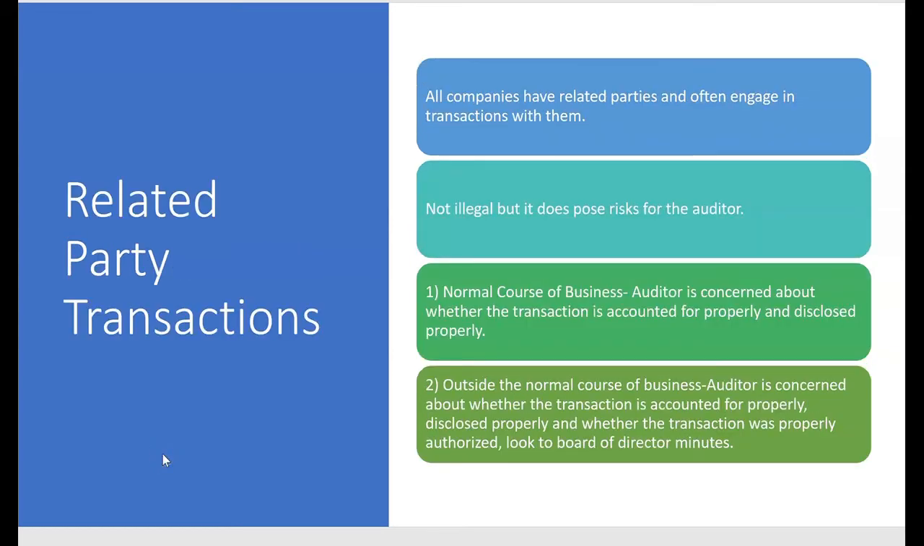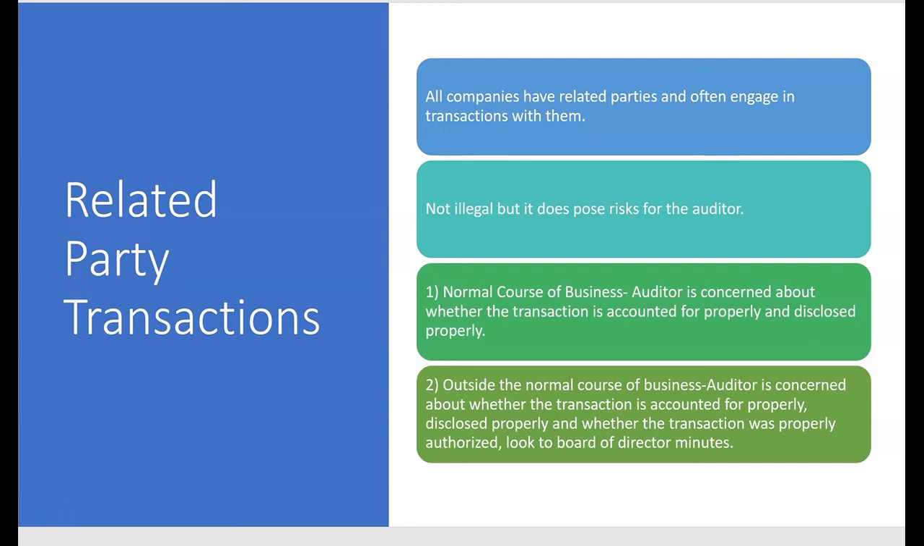All right, all companies have related parties and often engage in transactions with them. It's not illegal, but it does pose risks for the auditor. So you have your related party transactions that might be in the normal course of business. Here, the auditor is concerned about whether the transaction is accounted for properly and disclosed properly.